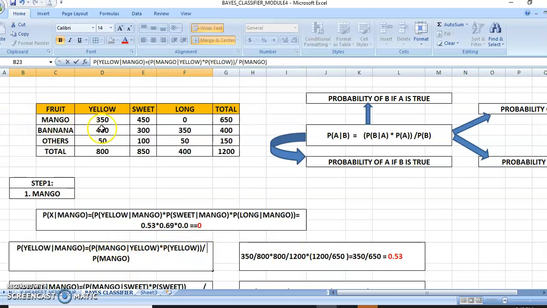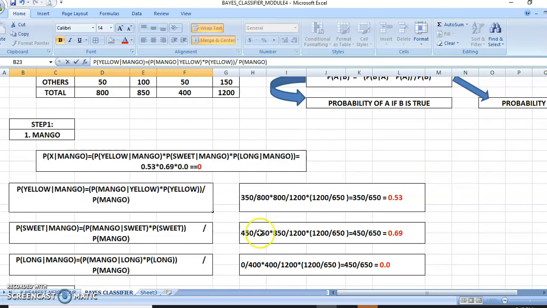What is the probability of mango? Go across row-wise: 650 divided by 1200. When it is a division operation, I take the reciprocal, so it becomes 350 divided by 800 into 800 by 1200 into 1200 comes above and 650 goes below. The 800 gets cancelled, the 1200 gets cancelled, so ultimately I am left with 350 divided by 650, which gives a value of 0.53. You can also do it using a calculator.